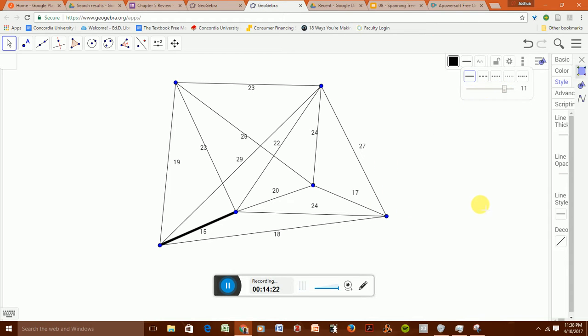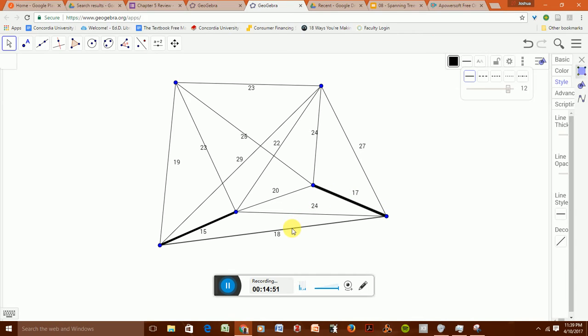All right. So then the next thing we do is say, okay, let's look for the next lowest length, and as long as it doesn't create a cycle, we can include it as part of our subgraph. So y'all are saying, oh, Mr. Sawyer, it's the 17. And if you said 17, you would definitely be correct. So the 17 will be the next part.